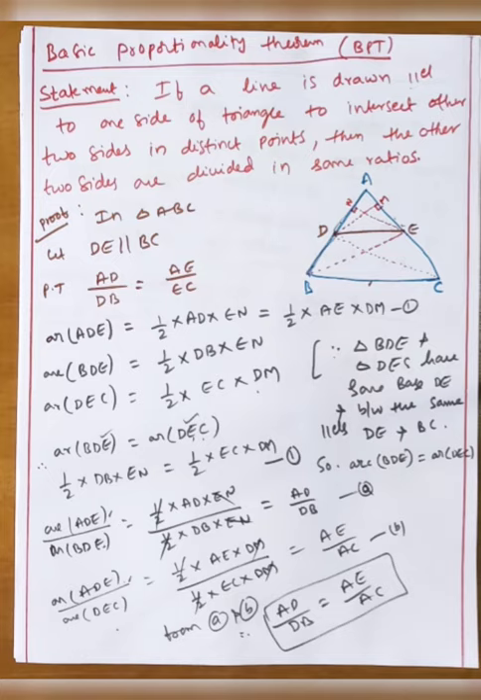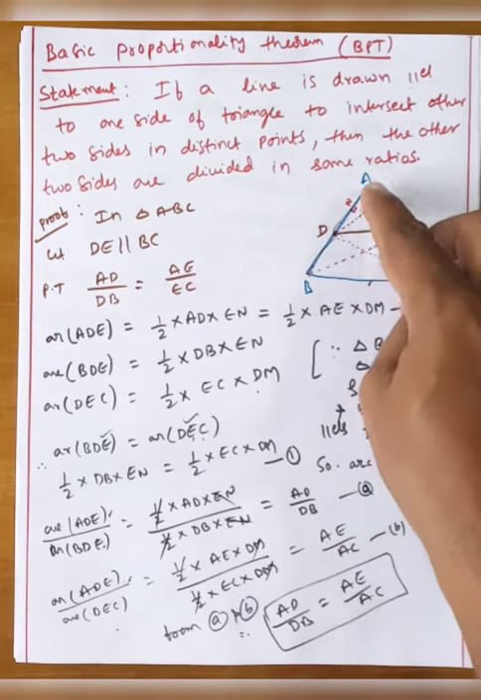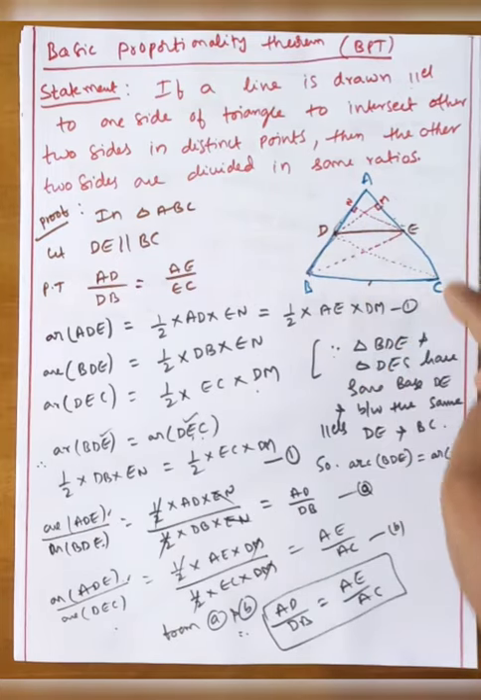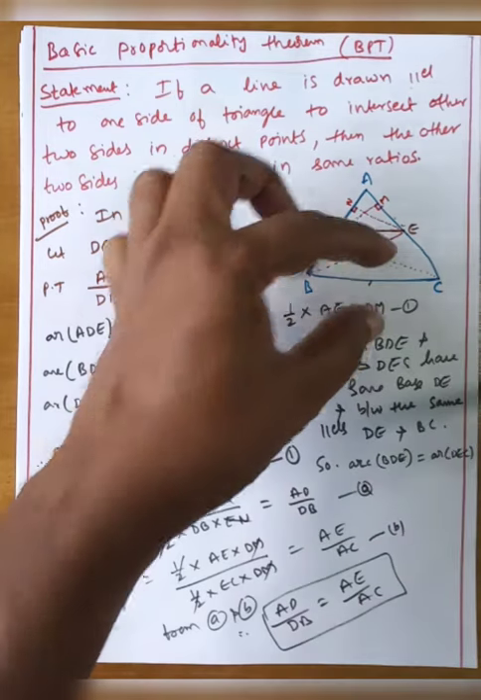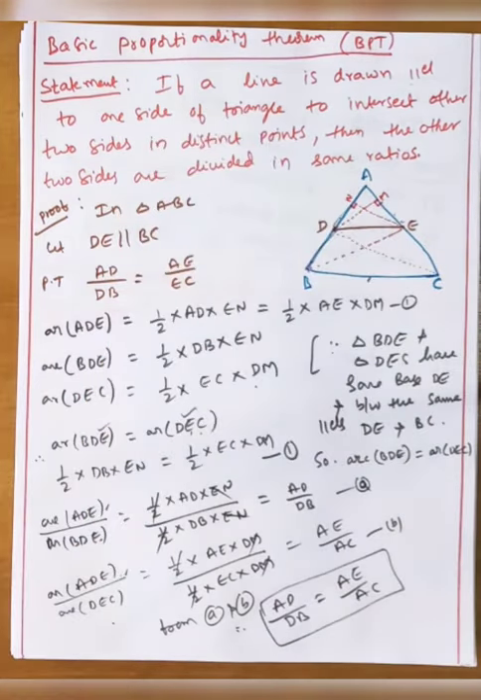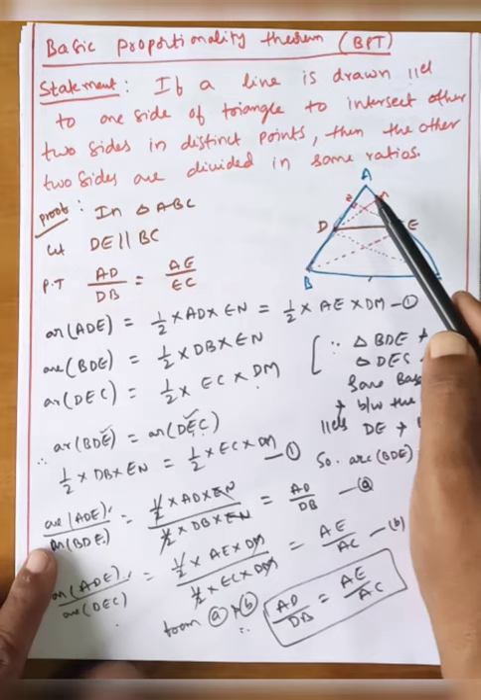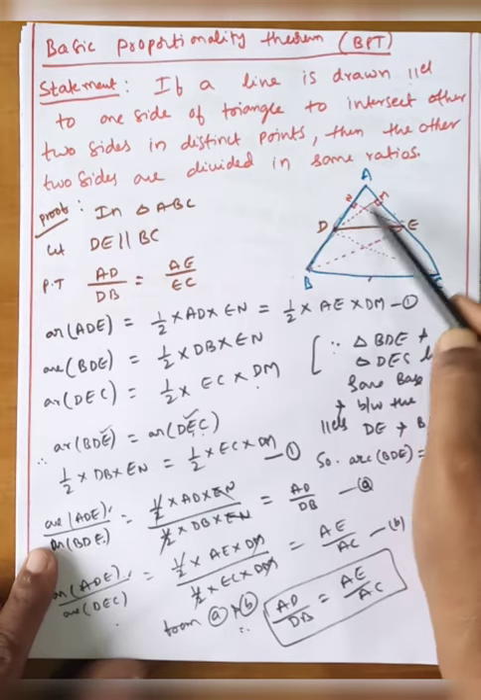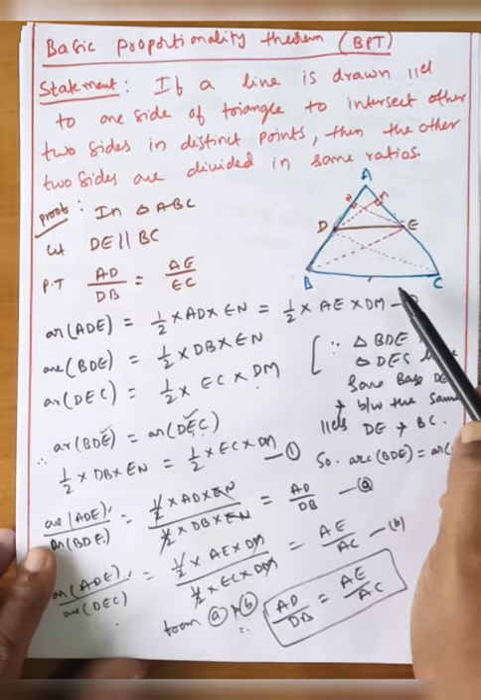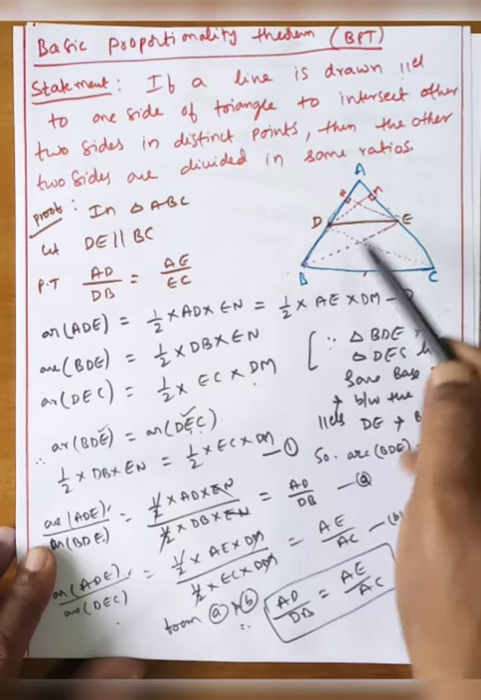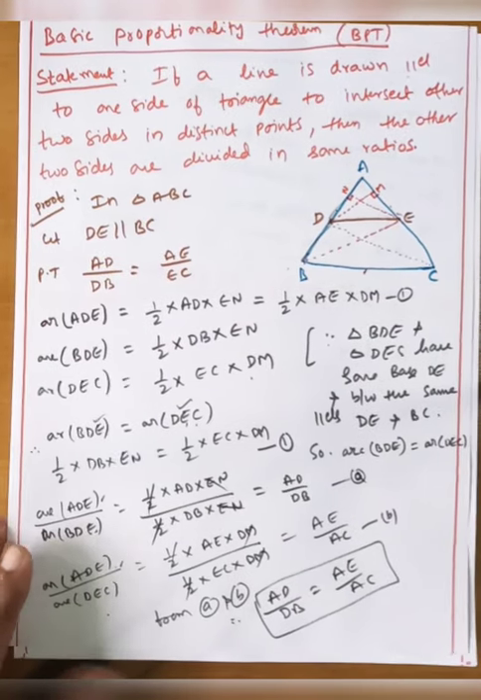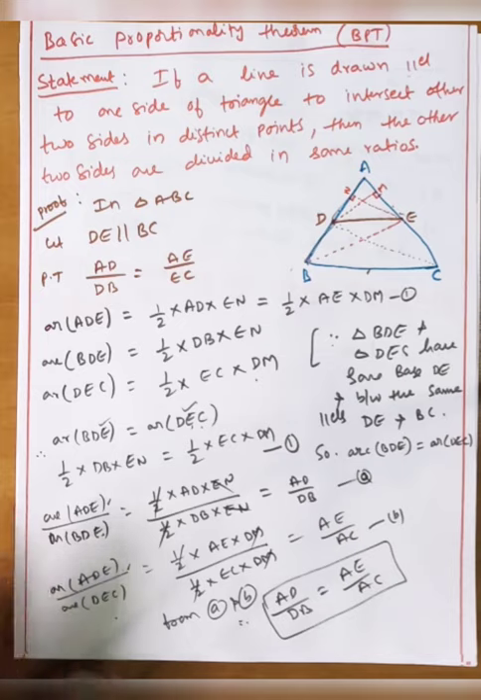Basic proportionality theorem. Suppose, what is the converse? What does the converse mean? The two sides are divided in the same ratio. Whenever AD by DB is equal to AE by EC, then compulsorily the two sides are parallel, 100%. This side must be parallel. That is called the converse of the basic proportionality theorem. The other two sides divided in the same ratio means AD by DB is equal to AE by EC, then it implies 100% DE is parallel to BC. That is called the converse of the basic proportionality theorem.